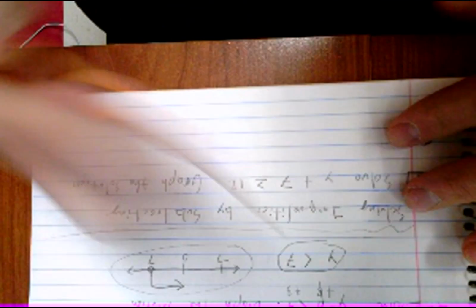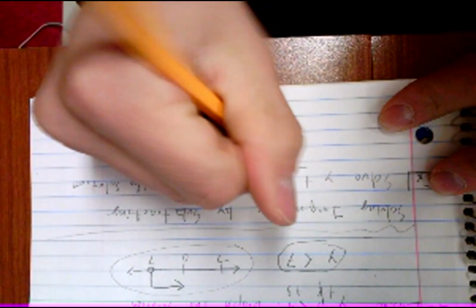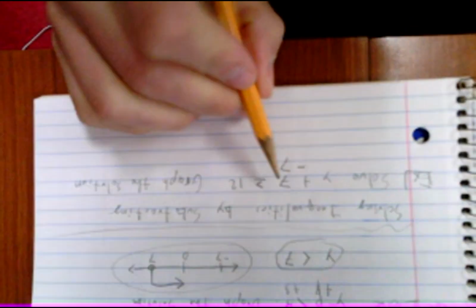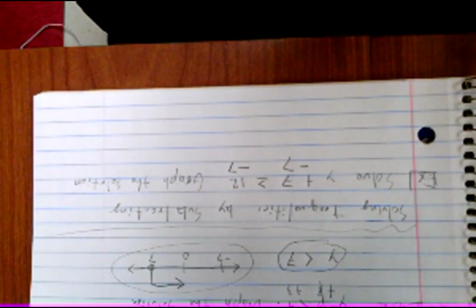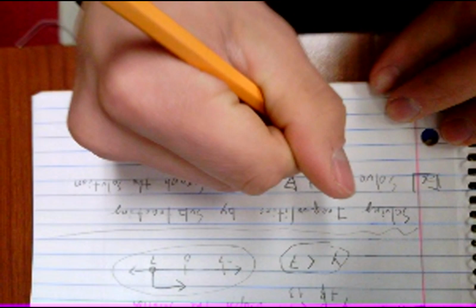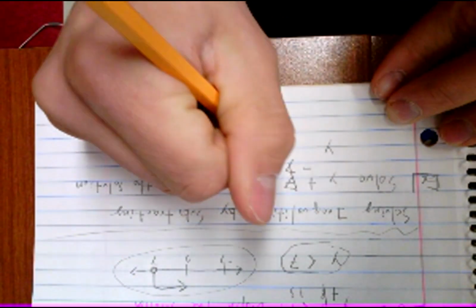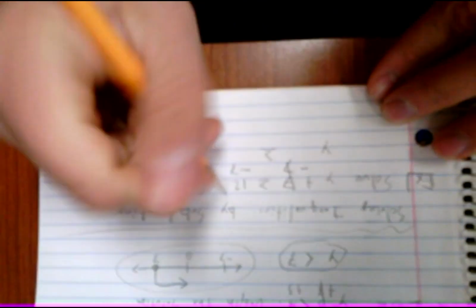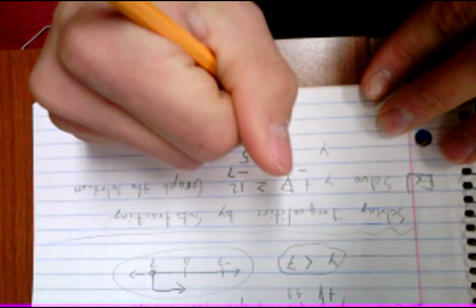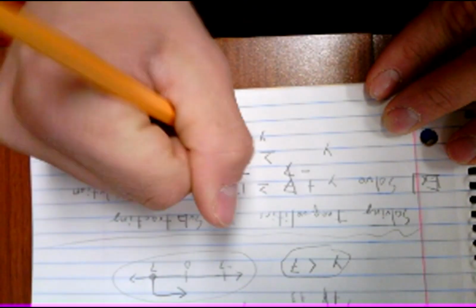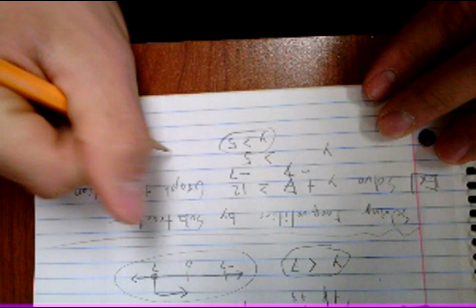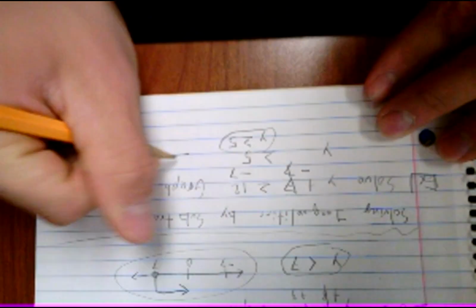First step is the inverse operation. For y plus 7, the inverse is subtraction, so we subtract 7 from both sides. These 7s cancel, so we have y is greater than or equal to 12 minus 7, which is 5. So our final answer is y is greater than or equal to 5. I'm going to graph this solution.